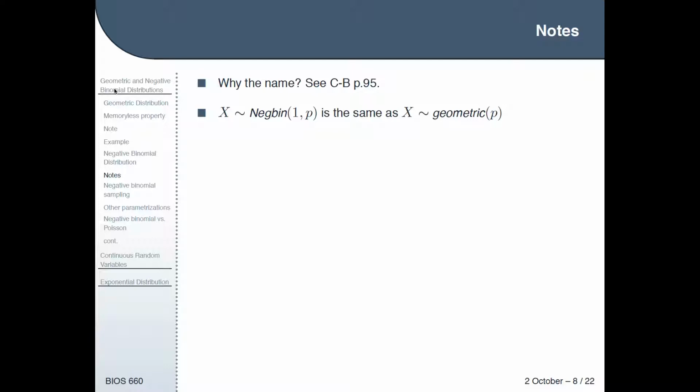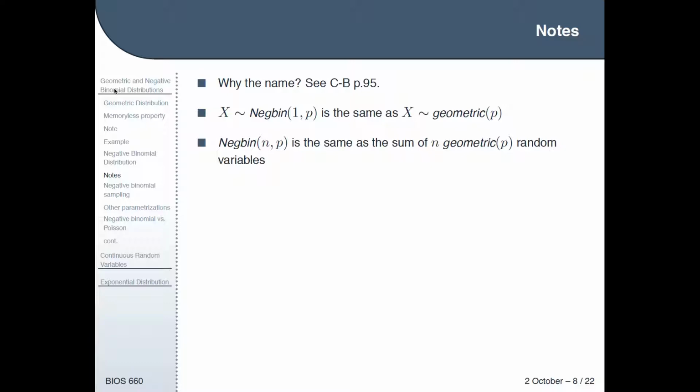But you can also show very easily that a negative binomial distribution where you go for one success, the number of turns until you get one success, is of course just a geometric distribution, which is by definition a distribution where you keep going until you get a single success.